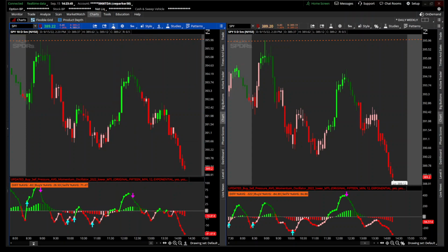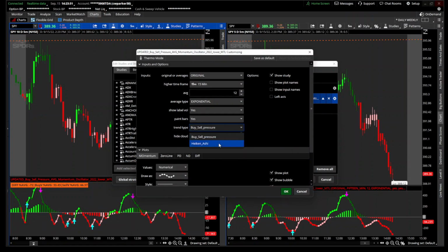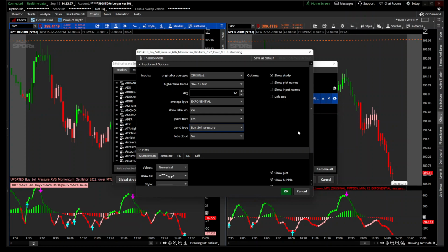I say I use the buy sell pressure type more so than the Heikin-Ashi, but a lot of people liked it when I was using it on the Heikin-Ashi. But that's one of the differences between them.